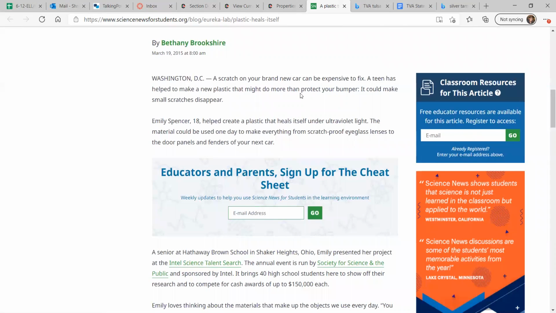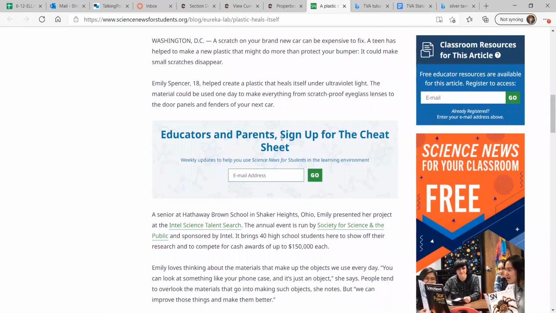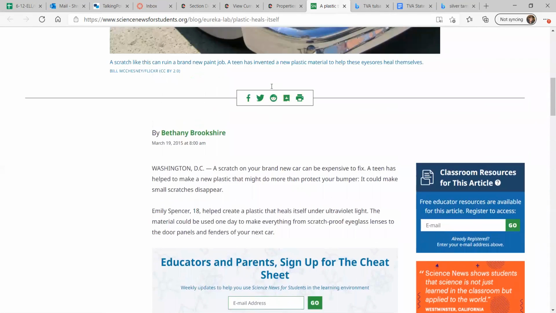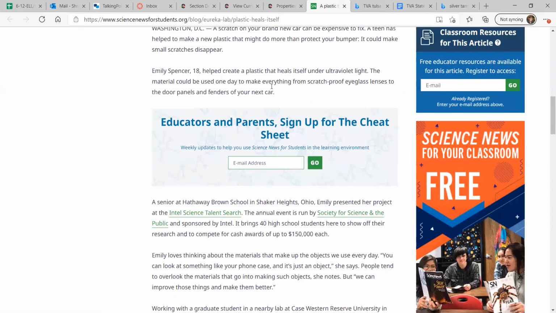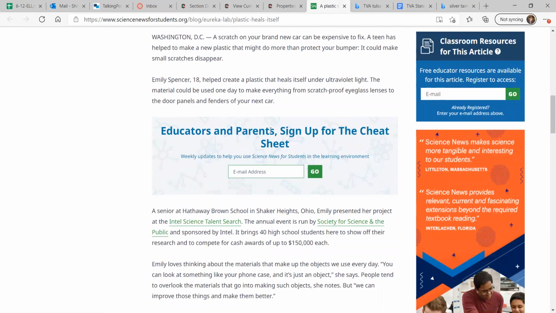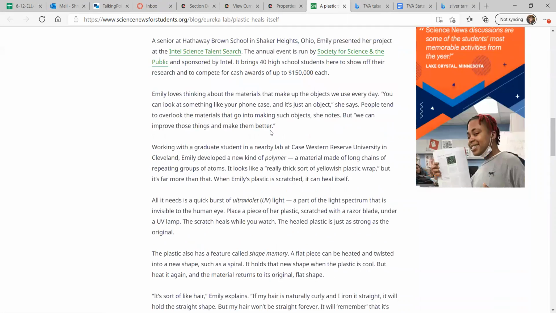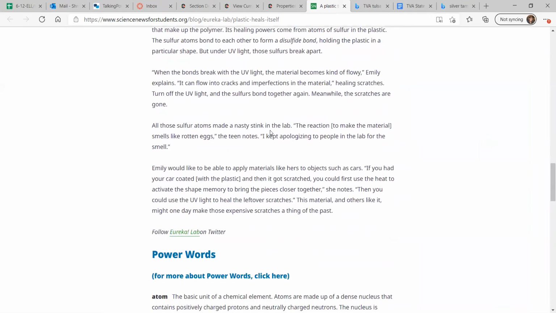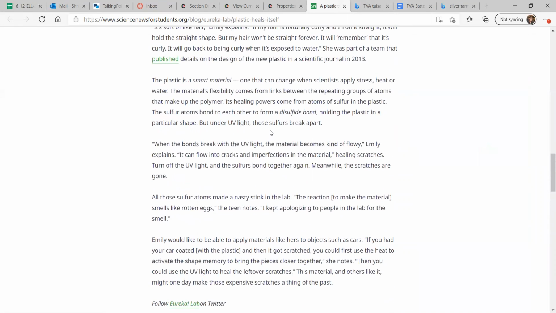A scratch on your brand new car can be expensive to fix. A teen has helped to make a new plastic that might do more than protect your bumper. It might make small scratches disappear. Interesting. Let's see. We'll just look at the main points.